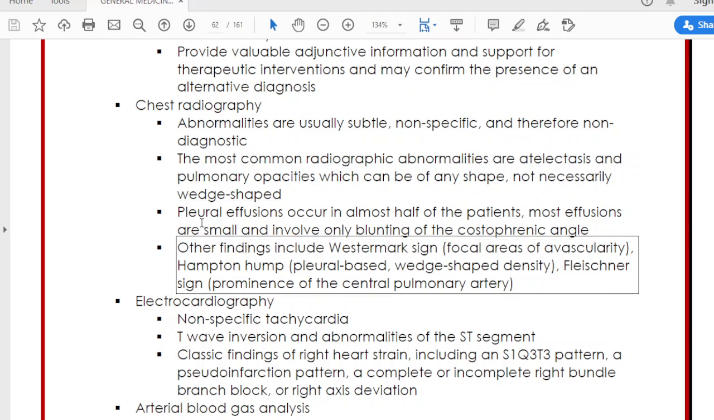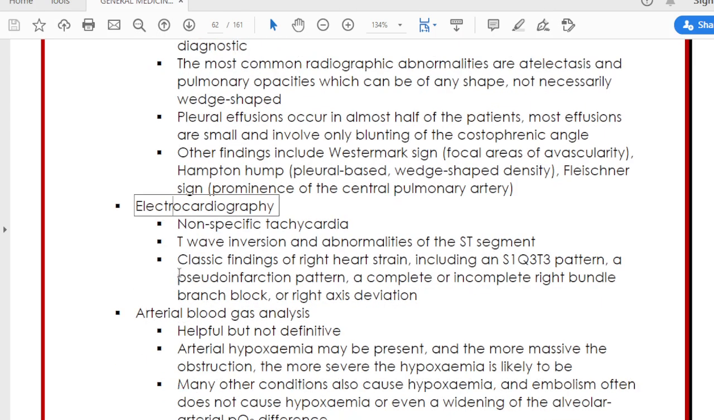Other findings include Westermarck sign, focal areas of avascularity, Hampton hump, pleural-based, wedge-shaped density, Fleischner sign, prominence of the central pulmonary artery. Electrocardiography. Nonspecific tachycardia. T-wave inversion and abnormalities of the ST segment. Classic findings of right heart strain, including an S1Q3T3 pattern, a pseudoinfarction pattern, a complete or incomplete right bundle branch block, or right axis deviation.